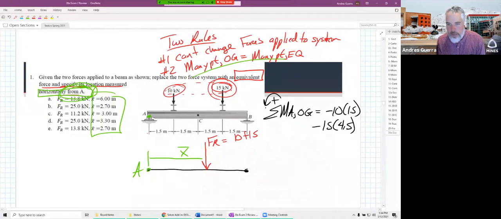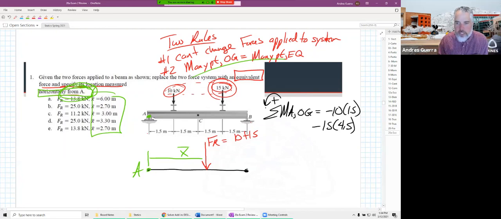We don't have to worry about the reaction at B_Y. The reason that we don't is because the whole idea of equivalency is that the B_Y and the A_Ys are going to be the same between both the original and the equivalent system. So we don't worry about supports at all. We don't worry about support reactions.